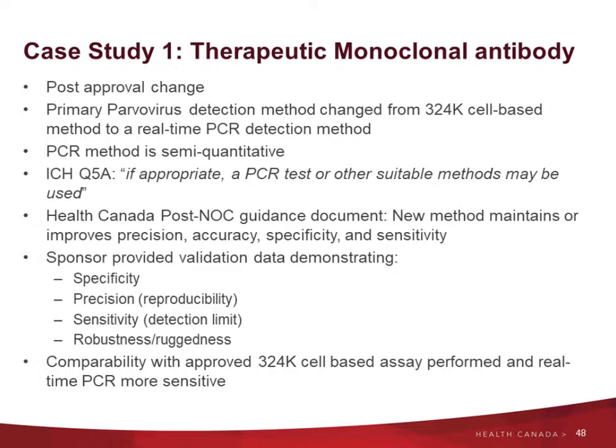In ICH Q5A, it states, if appropriate, a PCR test or other suitable methods may be used. And in the Health Canada post-NOC guidance document, if there's a new method, it should maintain or improve precision, accuracy, specificity, and sensitivity. So the sponsor provided a comprehensive validation demonstrating specificity, precision, sensitivity, and robustness. And in the end, it turned out that the PCR assay was more sensitive than the 324K cell-based assay.